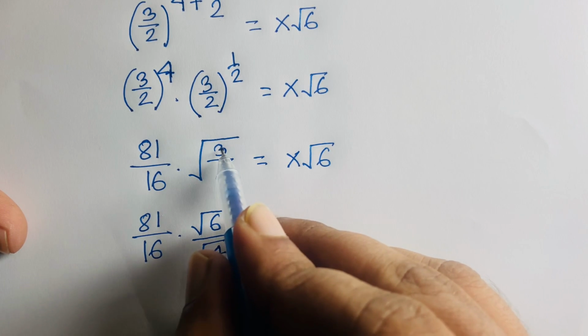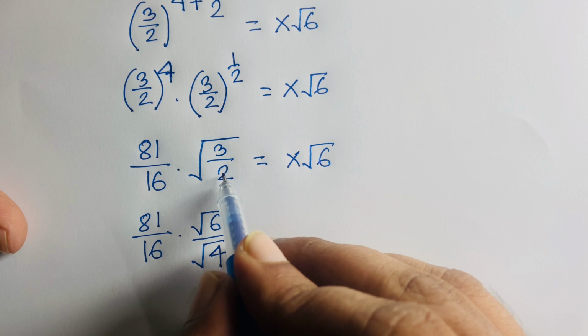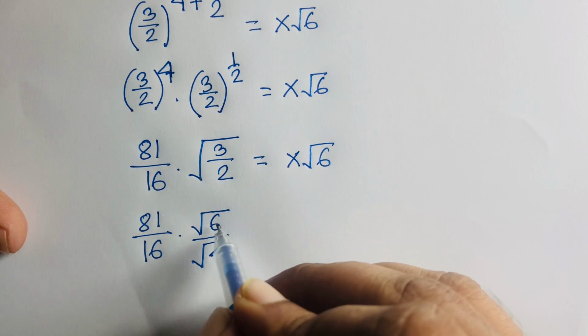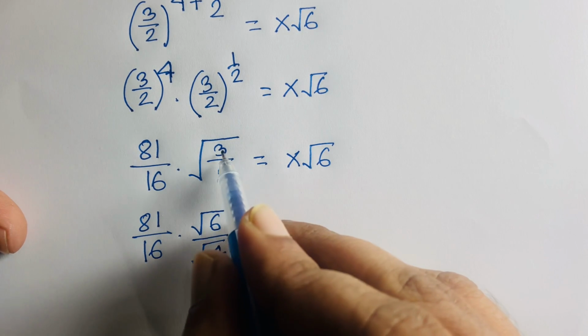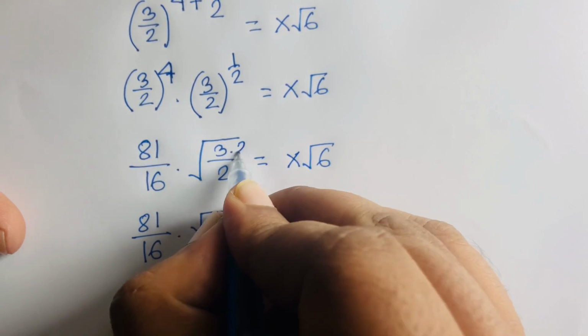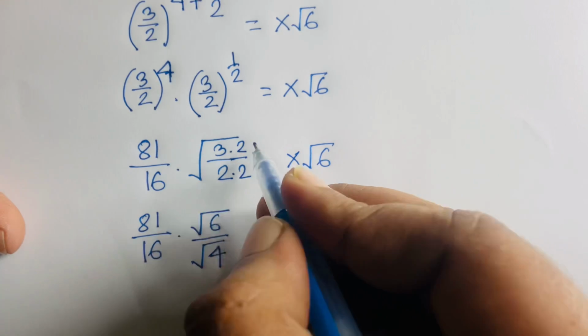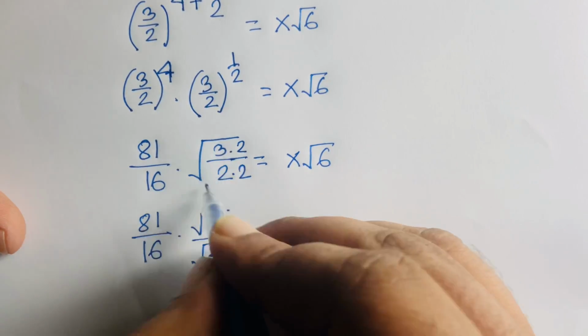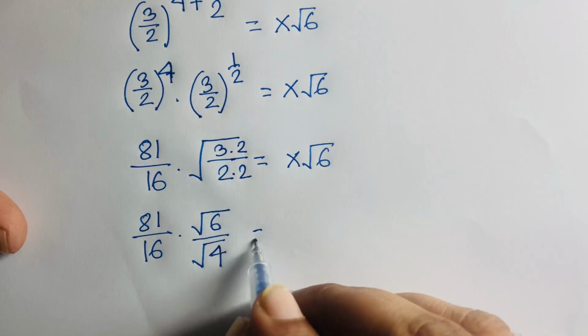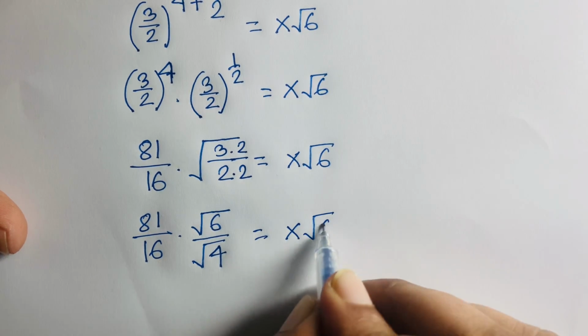I multiply this 3 by 2 and this 2 by 2, so it will be 6 over 4. Here is 3, so this times 2, this times 2, and if I cancel this 2 with this 2, again we find this previous line is equal to x√6.